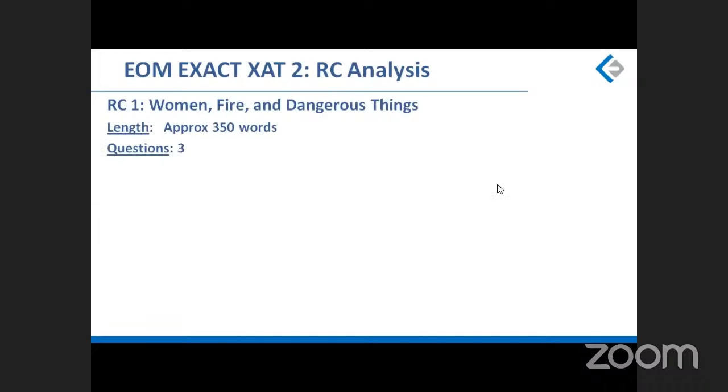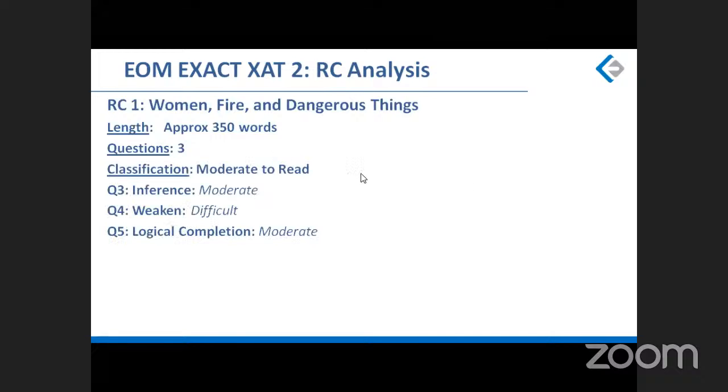So what did we have? First passage: women, fire and dangerous things. The kind of passage where you know it is taken from a magazine or a newspaper. The first passage came at question number 3. 3 questions, 2 moderate, 1 difficult. I would label it moderate, not an easy to read passage, because with the time constraints and because the author was getting into a debate that involved a lot of topics, I wouldn't really call it an easy to read passage.